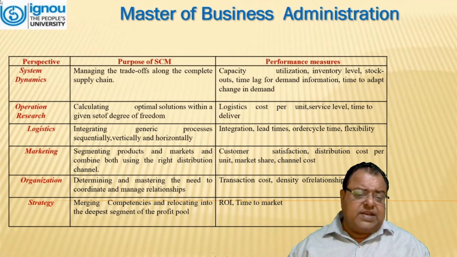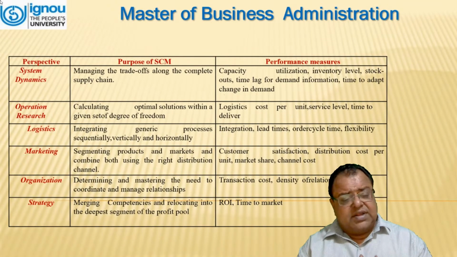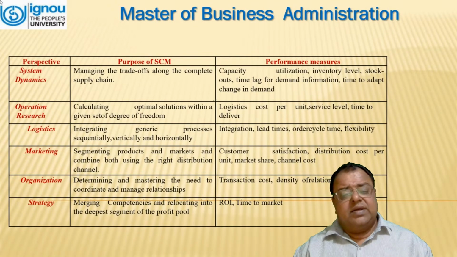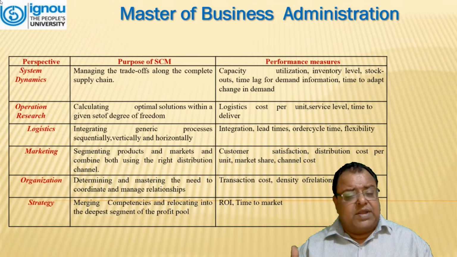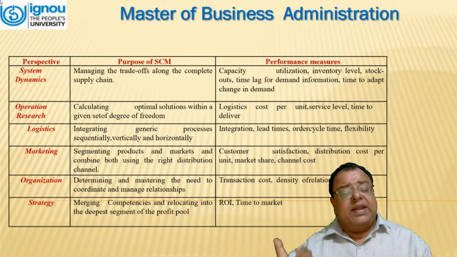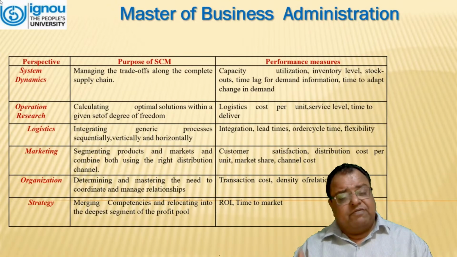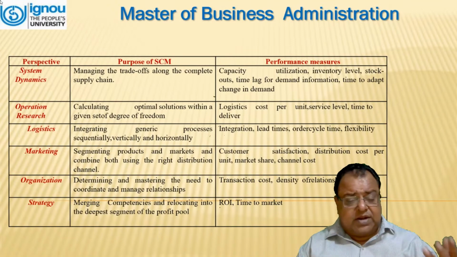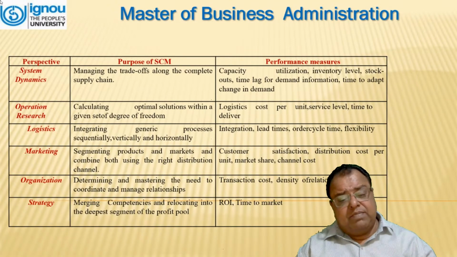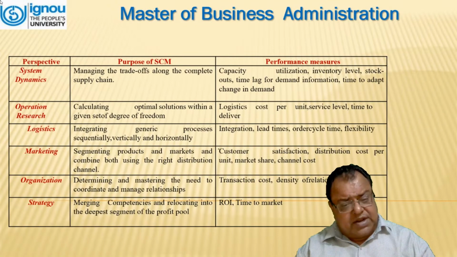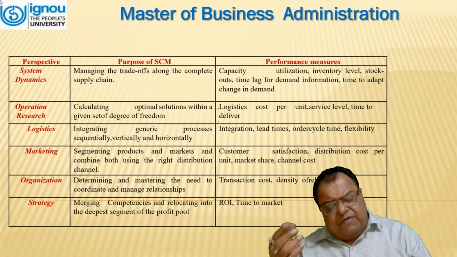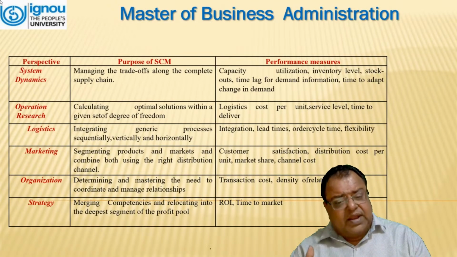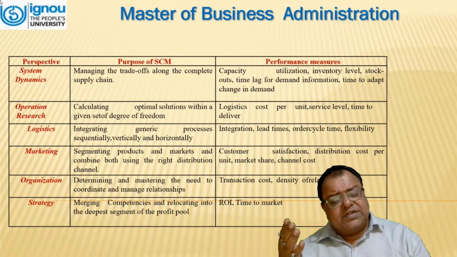In terms of logistics, it is integrating generic processes sequentially, vertically, and horizontally. And its relation with the performance measures includes integration, lead time, order cycle time, and flexibility. If we talk about marketing, it is related to segmenting products and markets and combining both using the right distribution channel. Performance includes customer satisfaction, distribution cost per unit, market share, and channel cost.